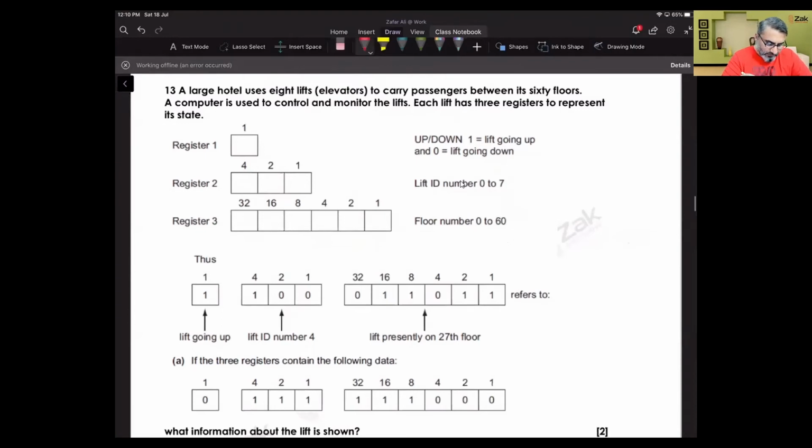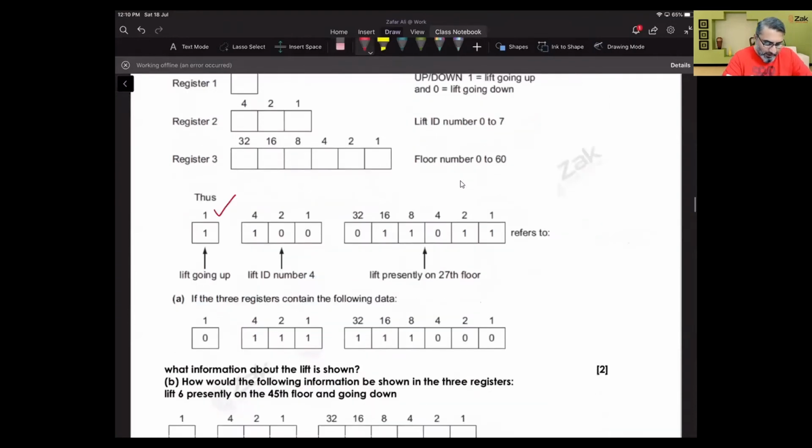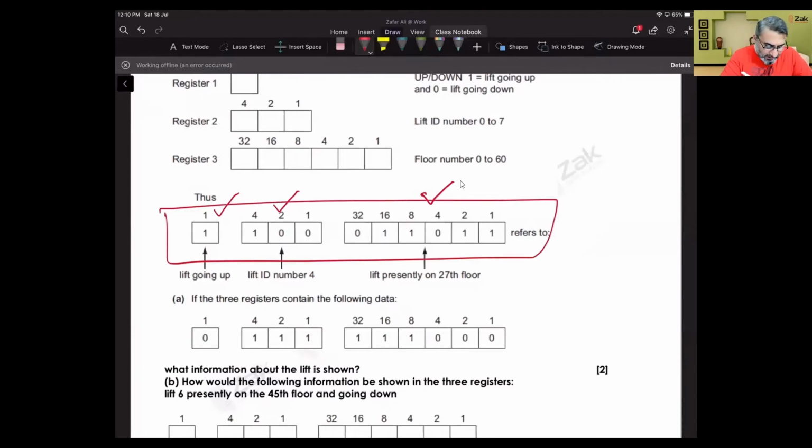ठीक हो गया. तो इसका मतलब ये है कि एक लिफ्ट जो है वो ऊपर जा रही है, लिफ्ट का नंबर 4 है और 16 प्लस 8 24 प्लस 2 26 प्लस 1 वो 27th फ्लोर पर इस वक्त मौजूद है. So this particular arrangement of 3 registers says for the lift number 4, it is going up and currently it is at 27th floor.